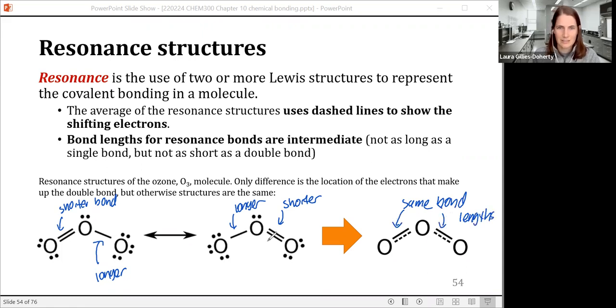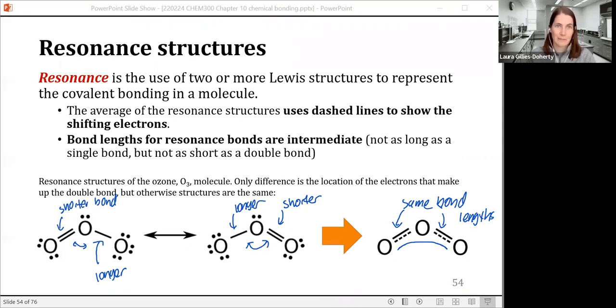So it's not that these two electrons are flipping back and forth, making one side longer and one side shorter, and they're just changing, flipping around. It's that the electrons are actually spread out between all of these locations, giving the same bond lengths between all of the oxygens. Versus if it was one double bond and one single bond, the double bond would be shorter. A shorter distance between these two oxygens can be measured versus a longer distance between these two.